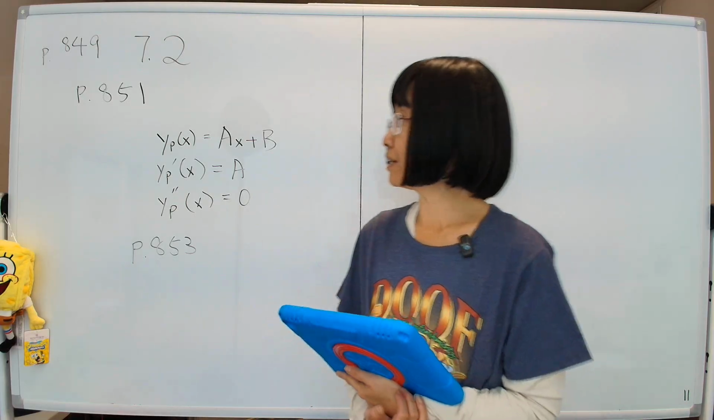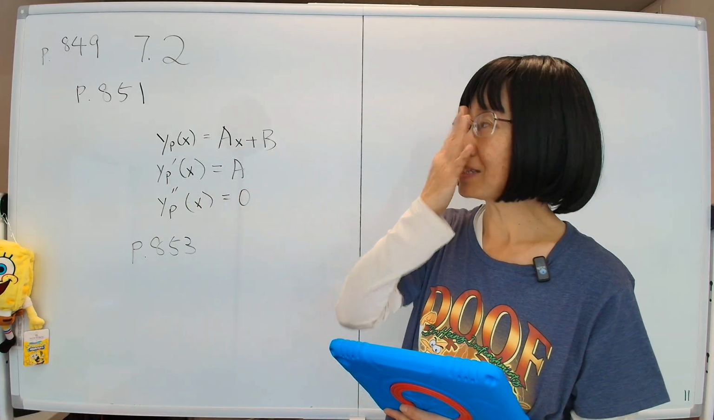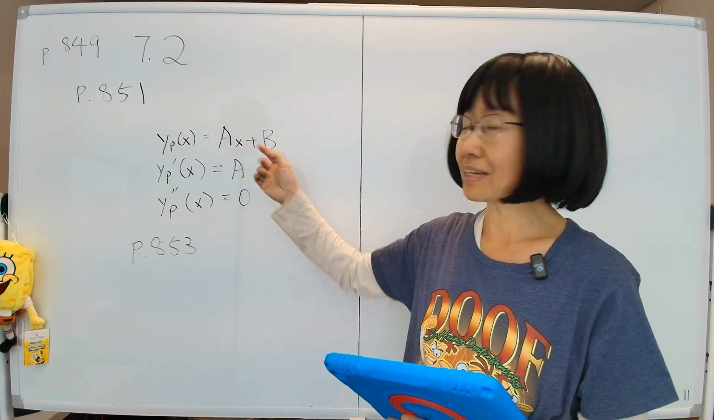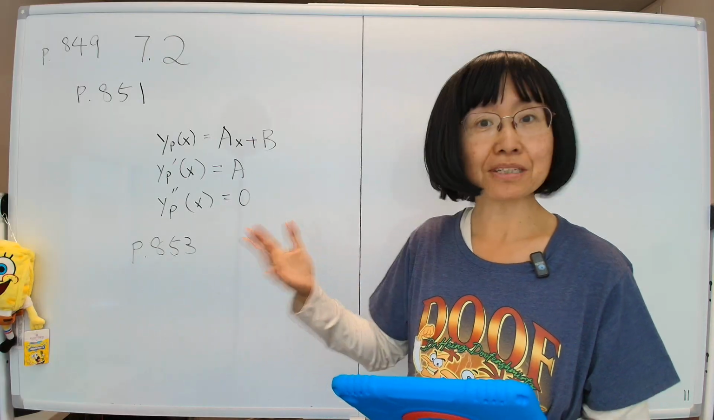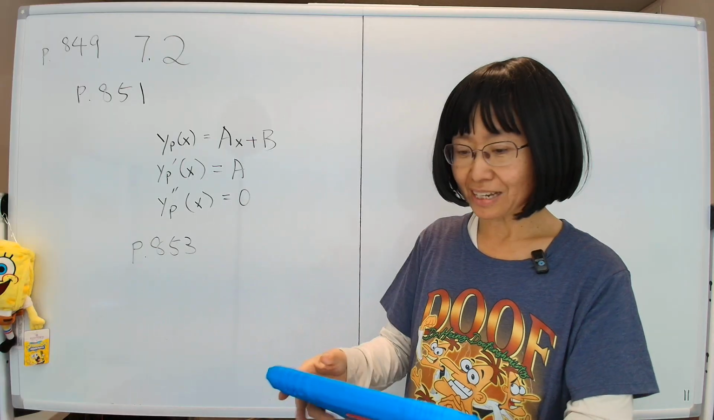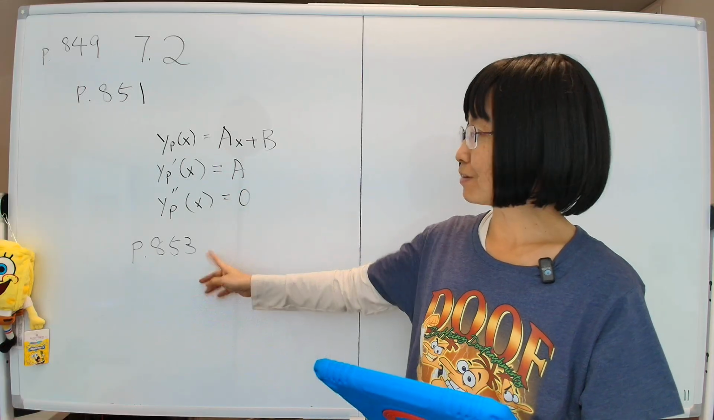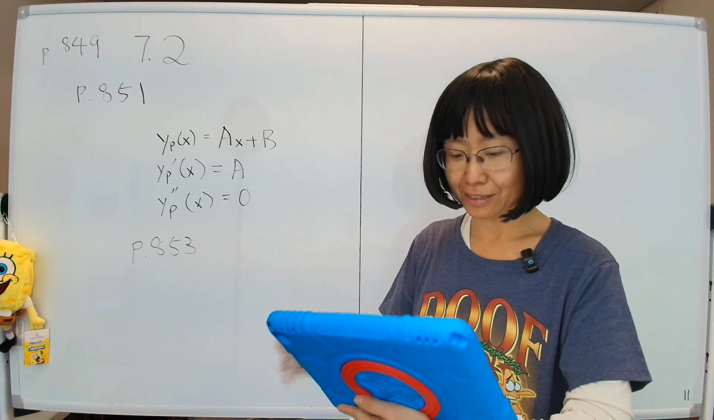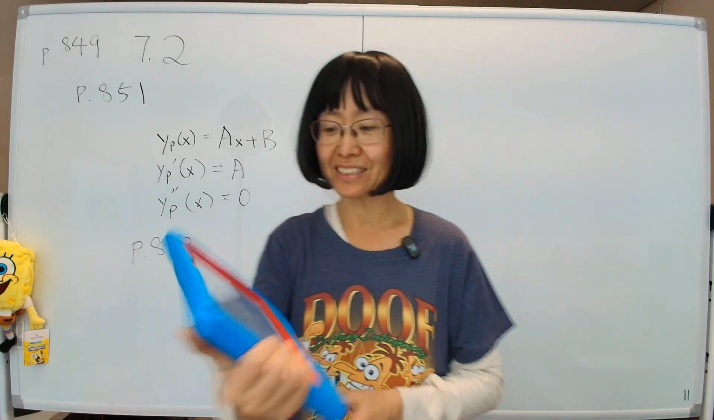Now, so far the book has given us the guess, or basically presented what the guess might be for the particular solution y_p. But how are we supposed to guess it? Well, there's actually a system to the guess. Okay, let's look at page 853. There's a big old chart of how you're supposed to do the guess. Now, let's look at that.